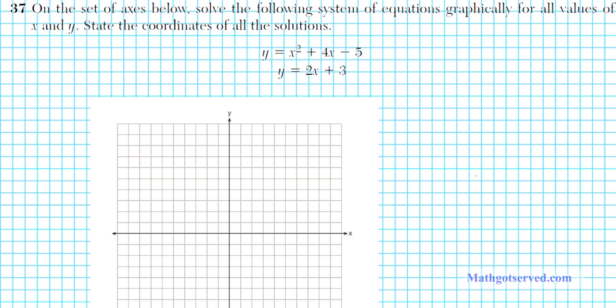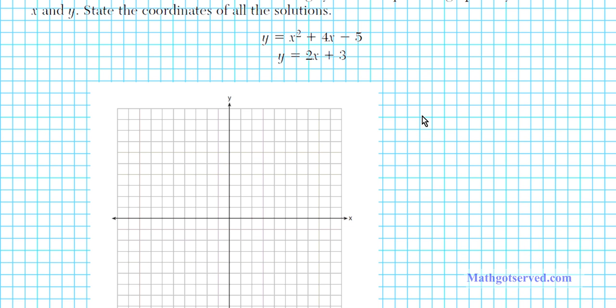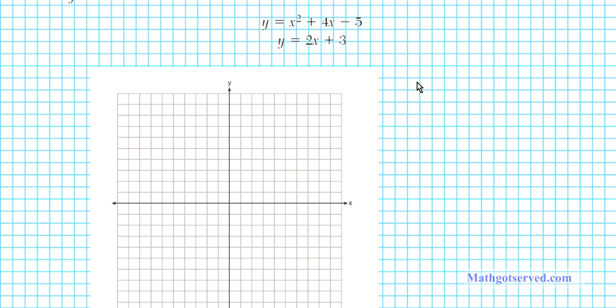All right, let's take a look at problem 37. It says, on the set of axes below, solve the following system of equations graphically for all values of x and y and state the coordinates of all the solutions. So what we have here is a parabola and a line, and of course there can be at most two intersections, one intersection, or no intersection here. But if there are any intersections, those would be our solutions.